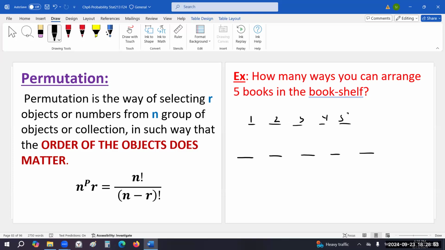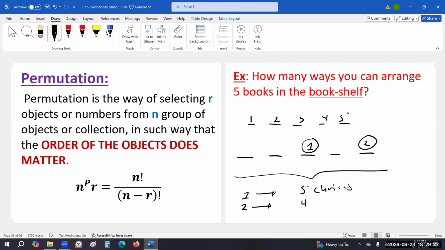So for the first book, how many places are available? For the first book, we have 5 choices, right? Book number 1, he's a king. He has 5 choices. Let's say we set book number 1 here. Now comes book number 2. Now for the second book, how many choices do we have? 4. Let's say I'm putting my second book here. Now comes book number 3.